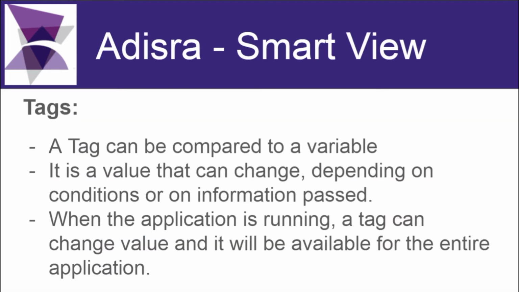A tag can be compared to a variable. It is a value that can change depending on conditions or on information passed. When the application is running, a tag can change value and it will be available for the entire application. A tag's scope is the entire application.